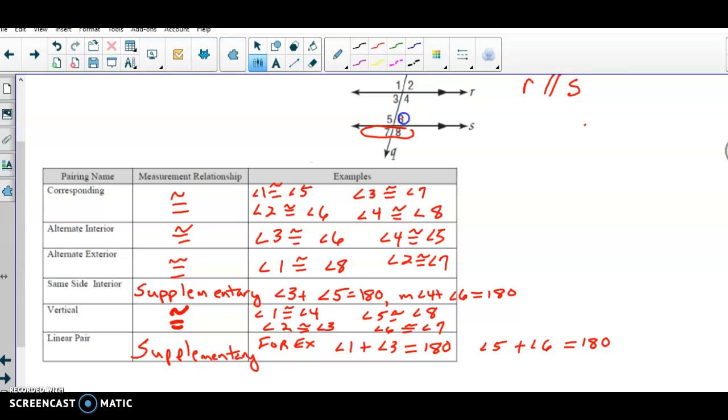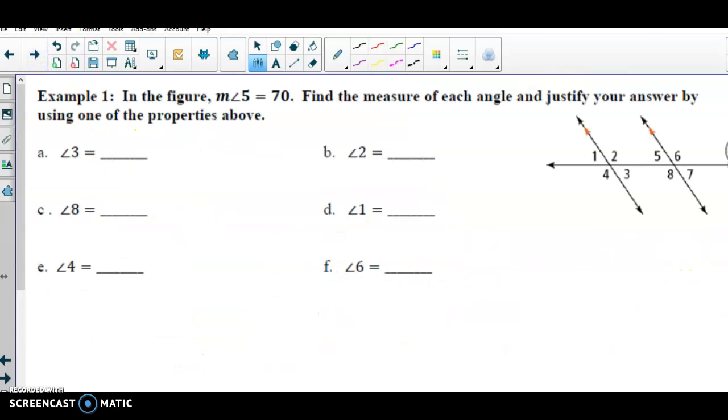Angle 6 and angle 8 will be 180 degrees. Alright, so let's just do some examples. It says, here's a picture. We've got two parallel lines because we have these little arrows on here. We know those lines are parallel.